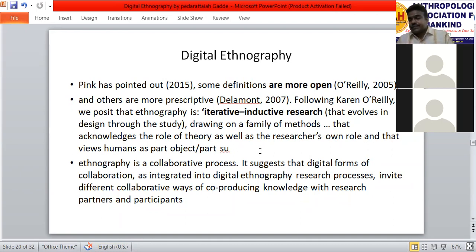Humans as an object of study, humans as a subject of study: how our anthropological theories and methods, the family of methods, and the researcher's own creative role and situational leadership provide guidance and engage the local respondents and key informants in collecting the data required for the purpose of the study. So that's where the iterative and inductive research is involved. So ethnography is a collaborative process.